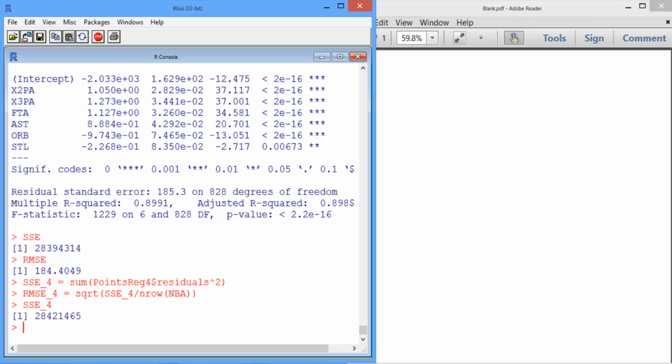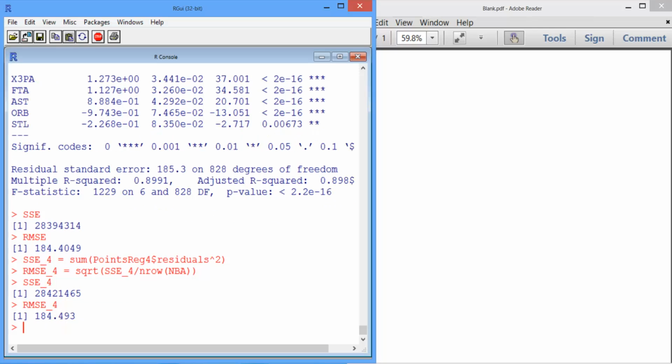The sum of squared errors here is now 28,421,465. Again, I find this very difficult to interpret. I like to look at the root mean squared error. So root mean squared error here is 184.5. So although we have increased the root mean squared error a little bit by removing those variables, it's really a very, very small amount. Essentially, we've kept the root mean squared error the same. So it seems like we've narrowed down on a much better model because it's simpler, it's more interpretable, and it's got just about the same amount of error.